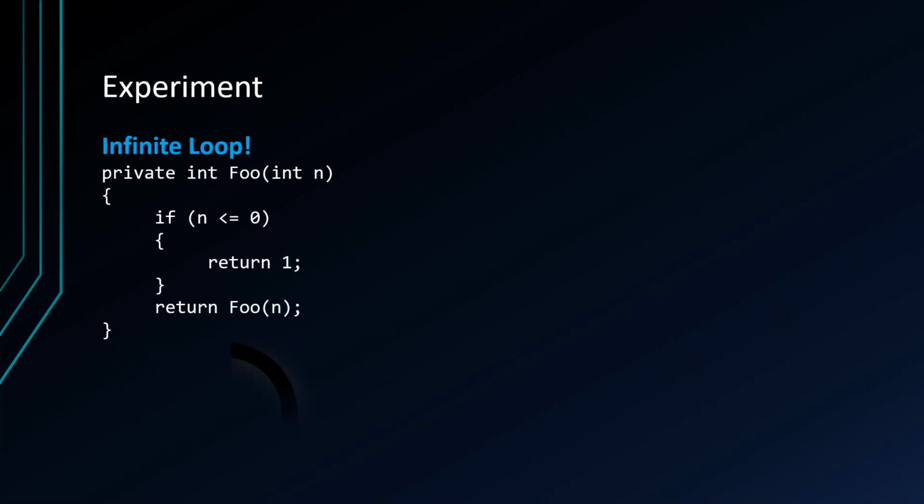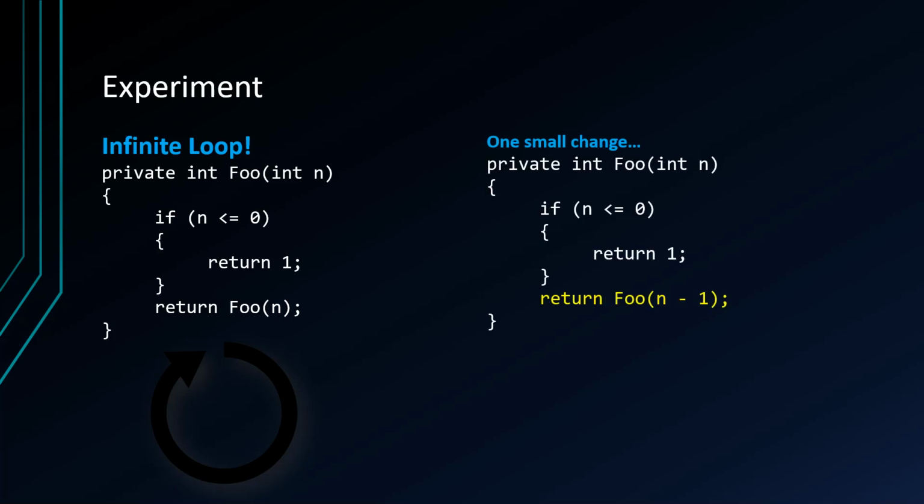So, that infinite loop, we see this. What if we make one small change? Instead of passing in foo of n, now we're going to pass in foo of n minus 1. So think about this for a second. What effect will this actually have? Will it change anything at all? Well, if n starts at 3, if we go in here, we see, well, is 3 less than 0? No, it's greater. So we're going to try foo of n minus 1.